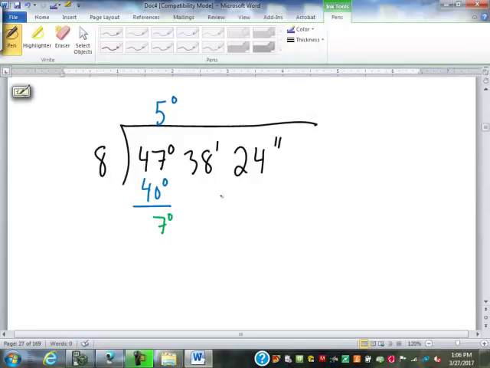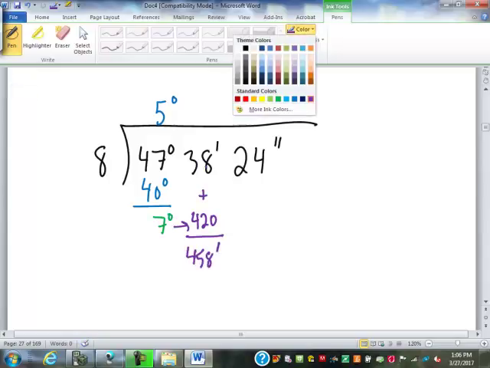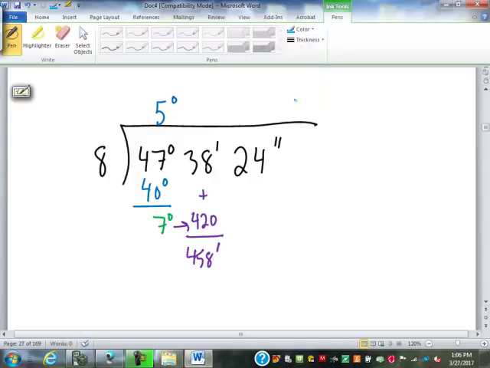Next, I would bring down the next unit, but before I bring down my 38 minutes, I have to change my 7 degrees into minutes. So that's 7 times 60. That's 420 minutes. I'm going to add the 38 plus the 420 is 458 minutes. 458 divided by 8.